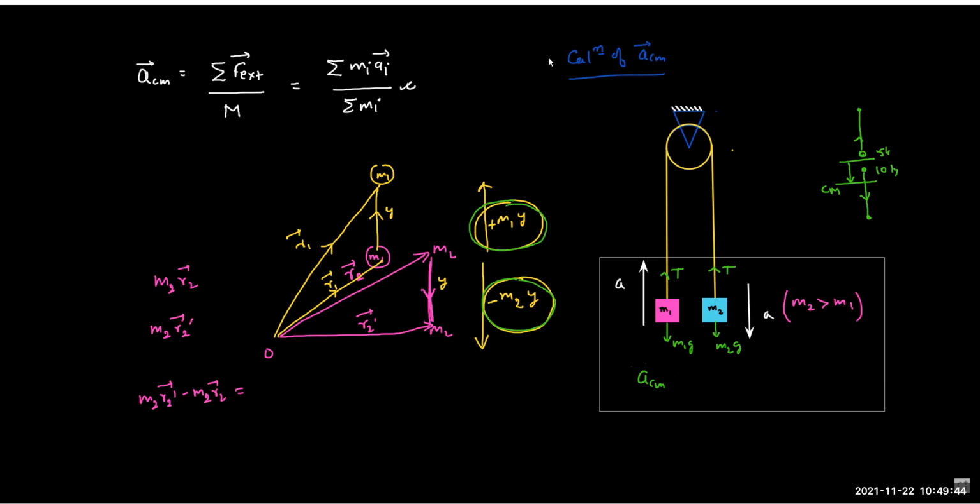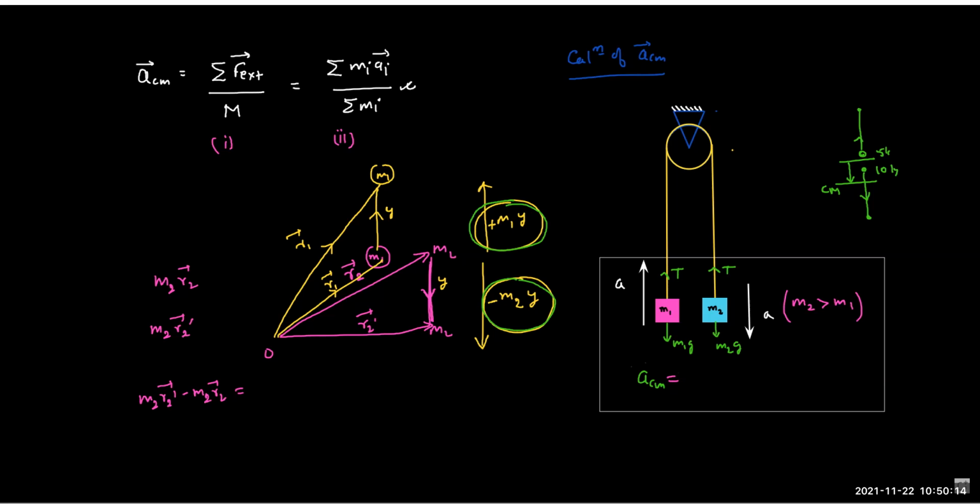So what is the magnitude? I mean, what is the value of ACM using the first definition? Tell me. I hope you know how to write the net force. So what is the net force? It's M2g minus M1g.